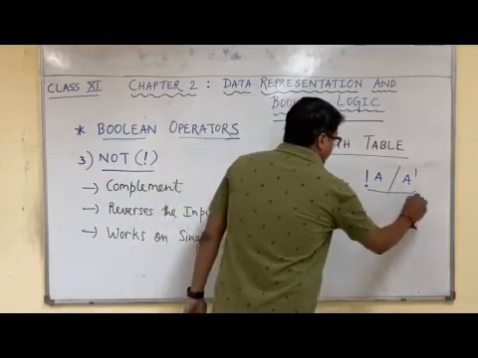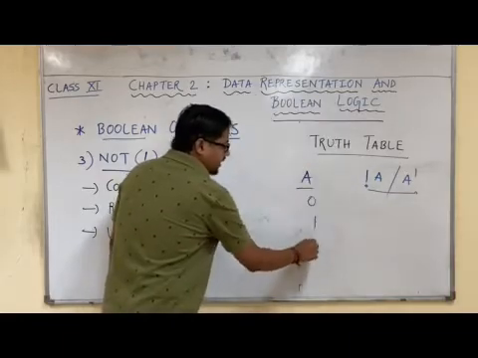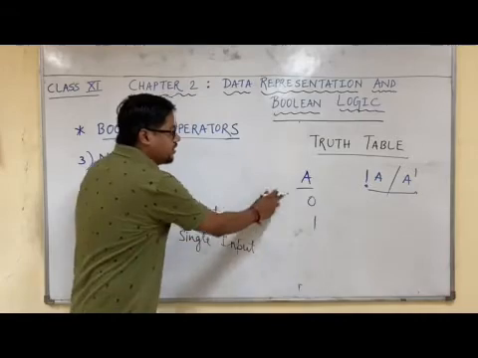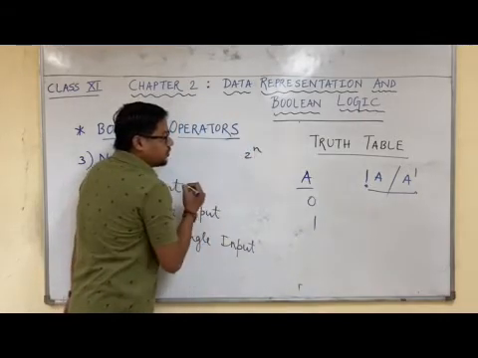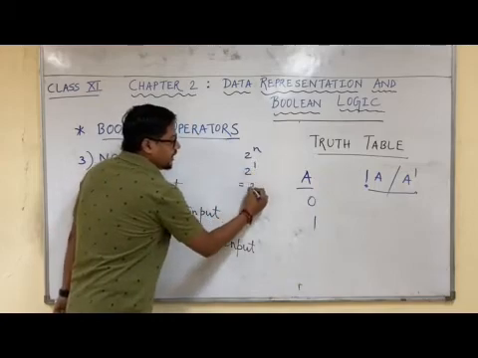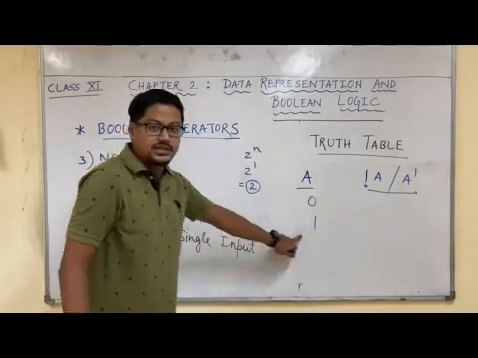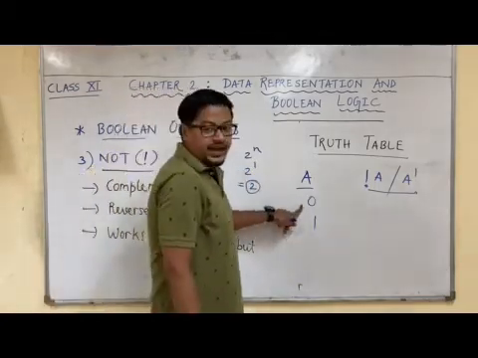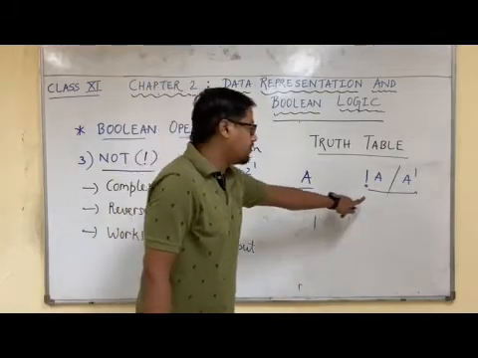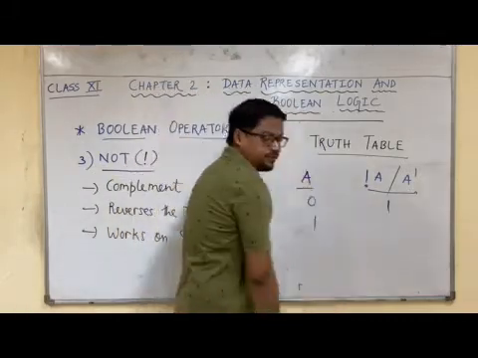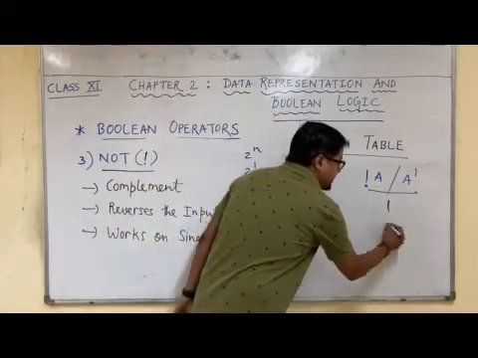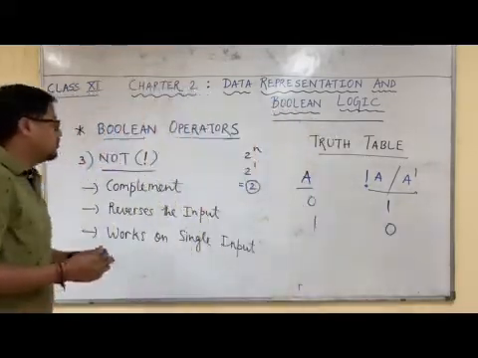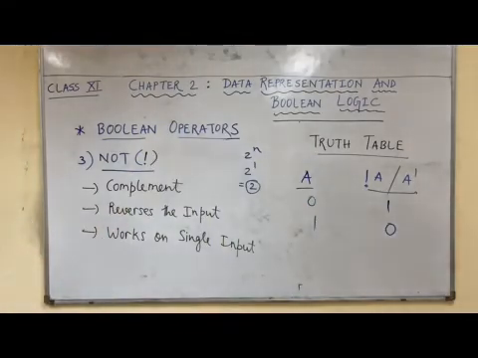Okay, so inputs will be 0 and 1. Okay, why 0 and 1? Because we are dealing with only one input, and what is the formula? 2 to the power n. So 2 to the power 1 will be 2 entries. So the 2 entries are 0 and 1. So if A is given the input 0, what will be the complement of that? 1. If A is given the input of 1, what is the complement of that? 0. So I hope it is easy for you to understand this NOT operator.